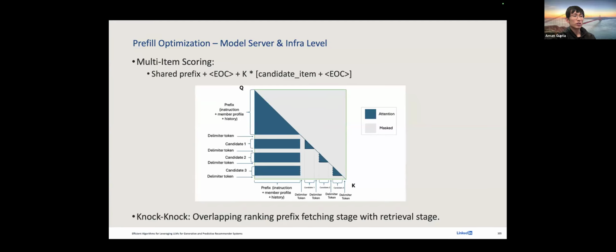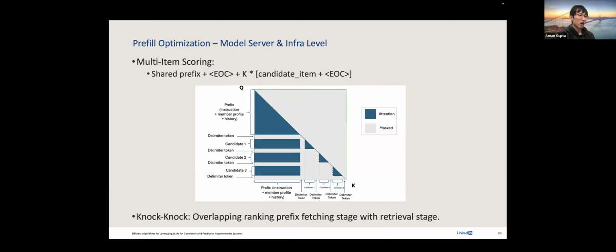So multi-item scoring leverages attention kernel changes that allow you to concatenate all the items in one prompt so that you can process them at one time. So we can score multiple ranking items of a user in a single prompt.